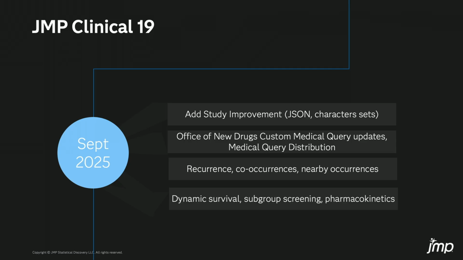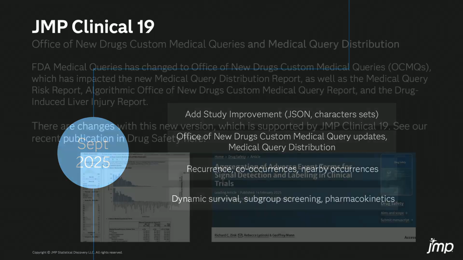Next up, I'll talk about recurrence, co-occurrence, and nearby occurrences. My colleague, Richard Zink, is back and better than ever, and he's implementing a lot of features that should help biostatisticians, in addition to our safety medical monitors and our data quality experts. We hope that the biostatisticians at pharma and government agencies really benefit from these newer, more sophisticated reports. And finally, probably the most sophisticated, dynamic survival, subgroup screening, and pharmacokinetics. So I'll show you more about those.